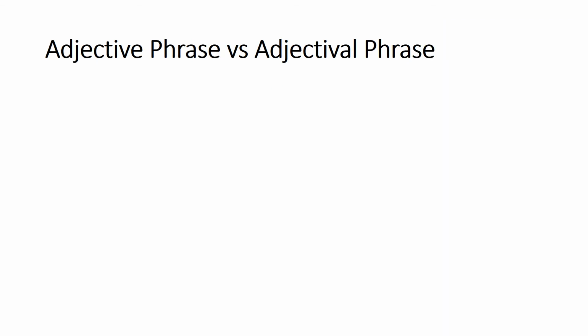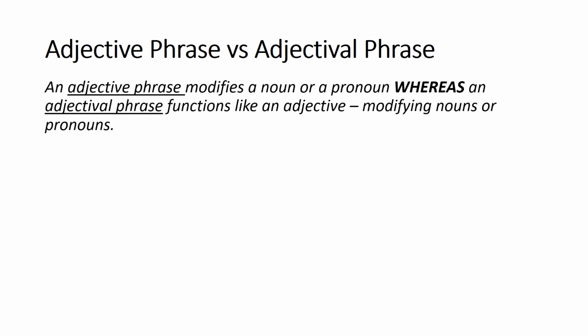Ji Janab, let's see what is the difference between an adjective phrase and an adjectival phrase. Well, adjective phrase. What is an adjective phrase? An adjective phrase modifies a noun or a pronoun, whereas an adjectival phrase functions like an adjective, modifying nouns or pronouns. Let me give you two examples, then you will understand the difference better.